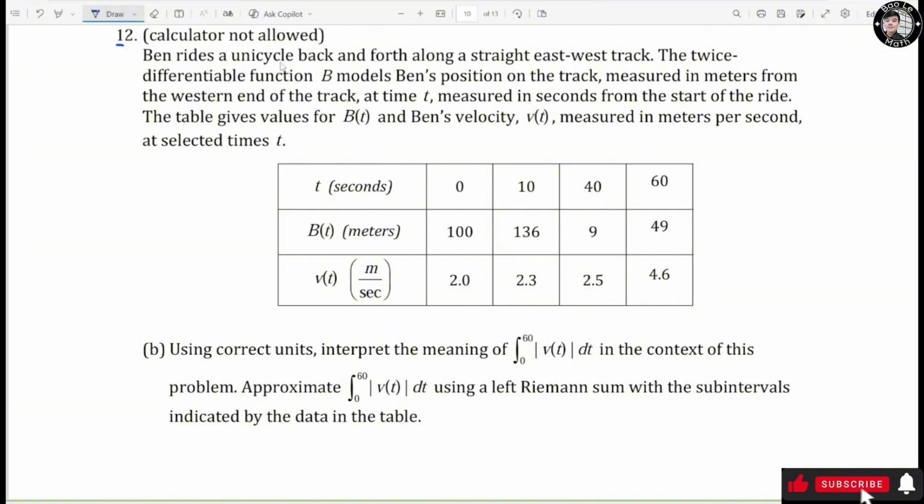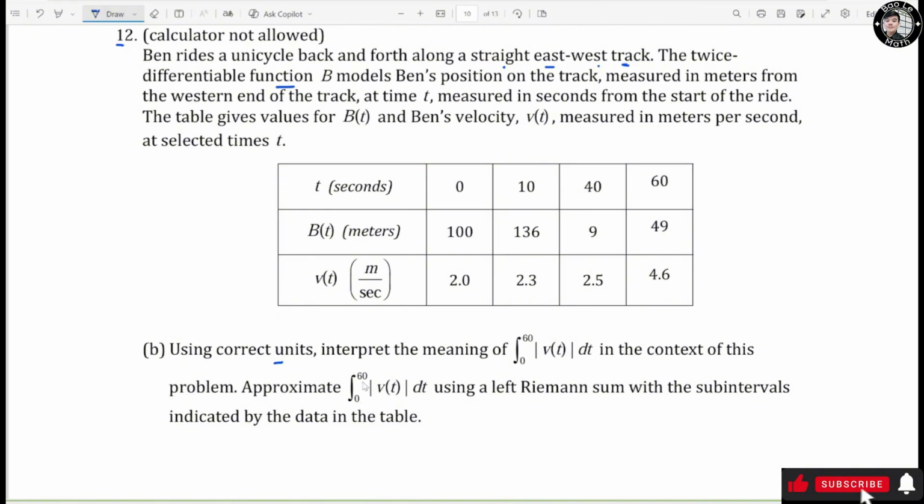Ben rides a unicycle back and forth along a straight east-west track. The track's differentiable function b models Ben's position on the track, measured in meters from the western end of the track, at time t, measured in seconds from the start of the ride. The table gives values for b of t and Ben's velocity v of t, measured in meters per second, at selected times t. Question B. Using correct units, interpret the meaning of the integral from 0 to 60 of absolute value of v of t dt in the context of the problem.